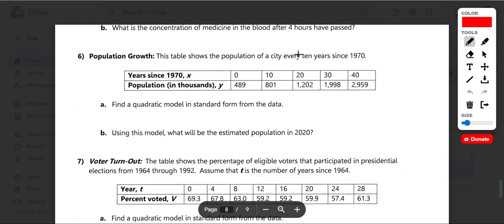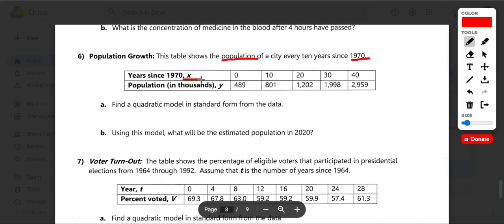So we're going to do problem number 6 in your classwork about population growth. It says that this table shows the population of a city every 10 years since 1970. So we're looking at the size of the population every 10 years since 1970. You'll notice in the table it's a little bit different. We've got years since 1970 is X and population in thousands is Y.